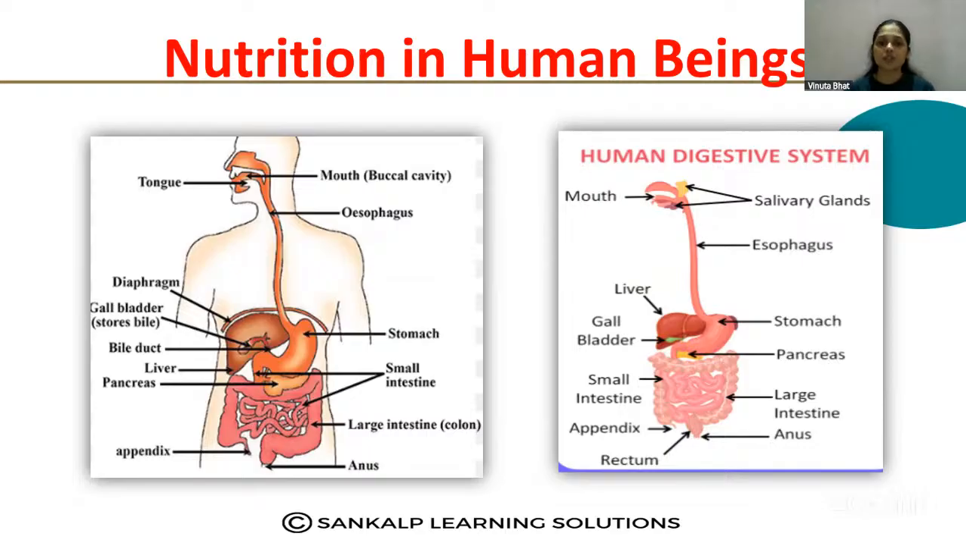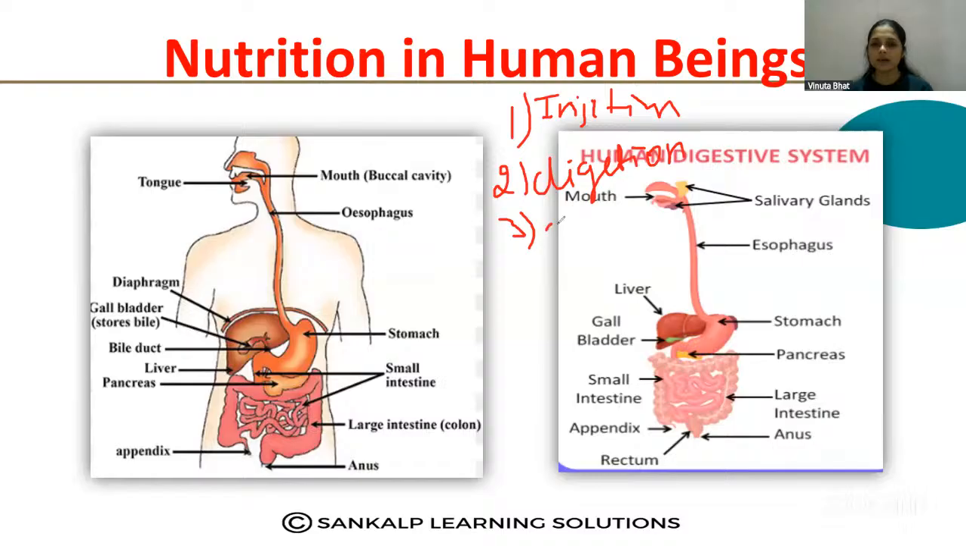And the absorption. So the nutrition in human beings includes the ingestion, second one digestion, third one absorption, and the fourth step is the egestion. Egestion means removal of the waste products from the alimentary canal. Let us learn these points in detail.